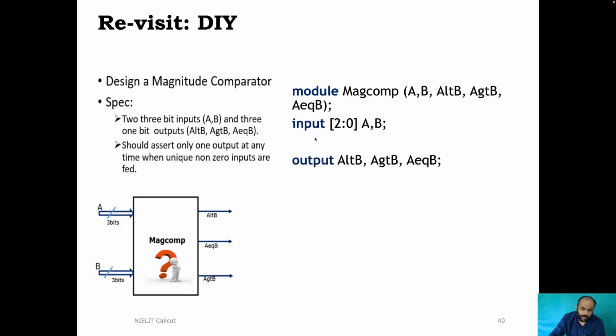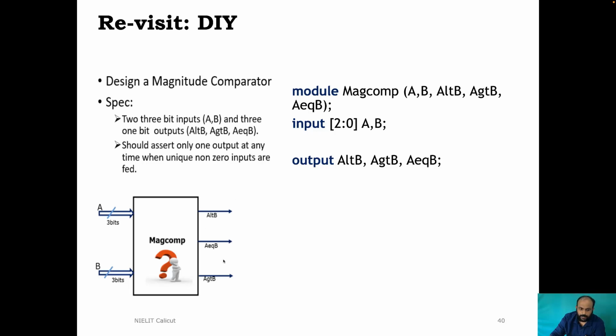Then I am declaring the output ports, which are all 1-bit or scalar ports: A less than B, A greater than B, or A equal to B. Now it's time for me to write the functionality. So basically this is a magnitude comparator. Given whatever value to A and B, either A is equal to B, or A is greater than B, or A is less than B.